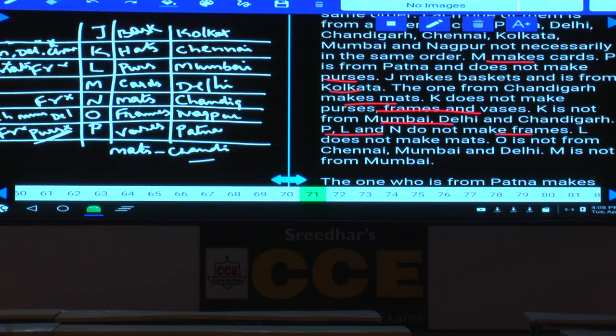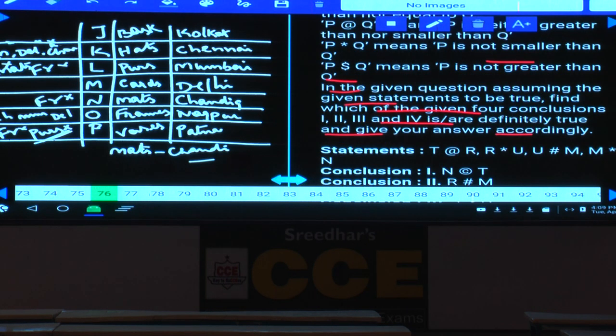Then we have to infer some outside data from the given data only, because most of the information will be given about no, no, and no, isn't it? From there, we need to infer some information. Done with this, write down this arrangement. J baskets Kolkata, K hats Chennai, L purses Mumbai, M cards Delhi, N mats Chandigarh, O frames Nagpur, and P wages Patna. And this is about question number 71 to 75. Then next to 71 to 75, now let us start with question number 76 to 80.